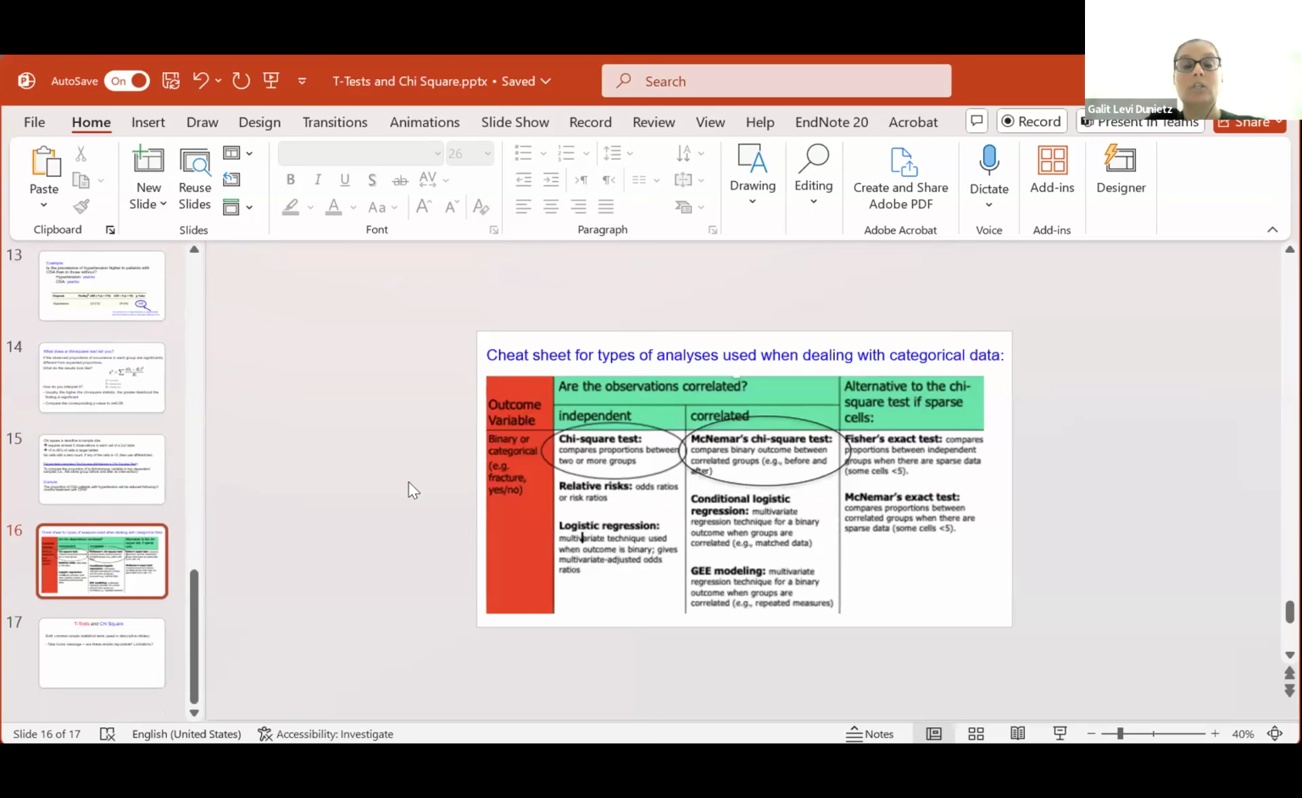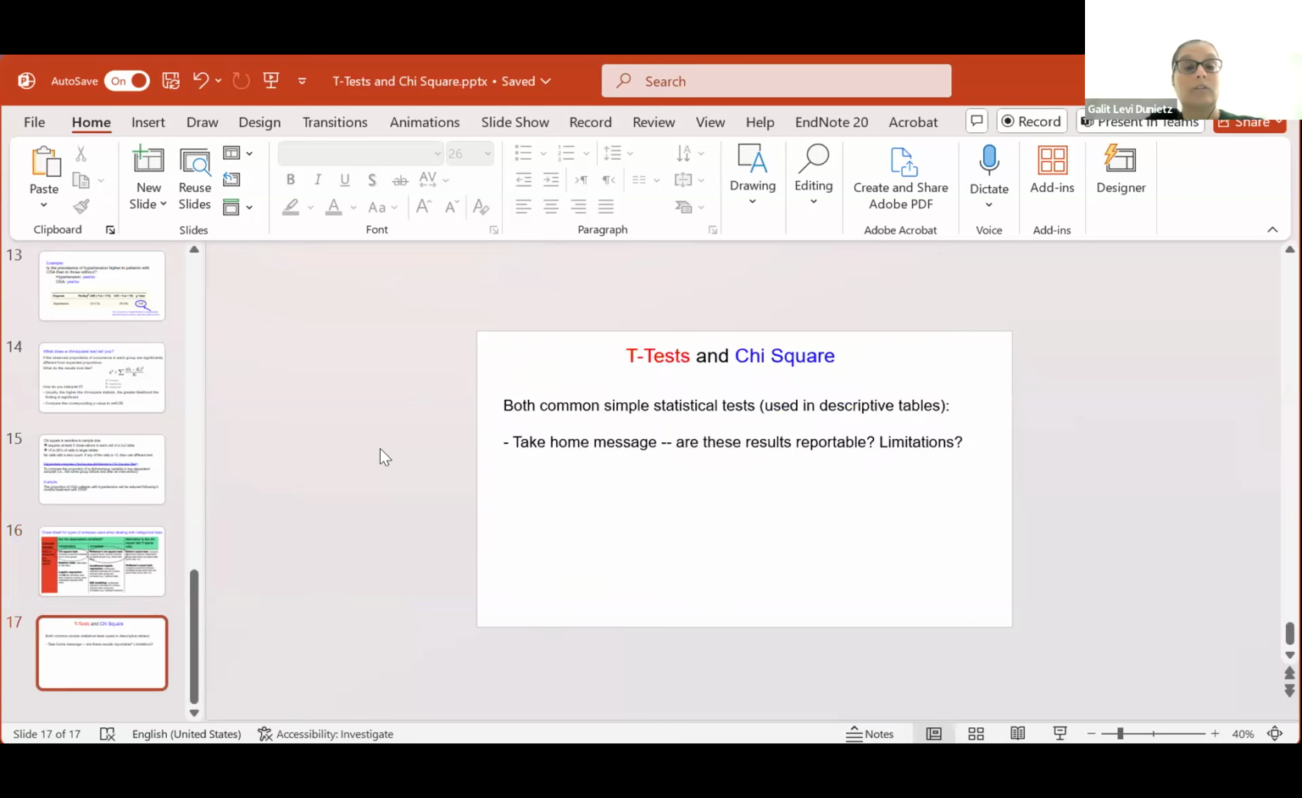And this is another cheat sheet for chi-square. When you have independent variables, you use the regular chi-square test, and when you have dependent variables, use the McNemar chi-square test, which have different formulas. Okay, so these are 2 common, simple statistical tests that we use to describe data.